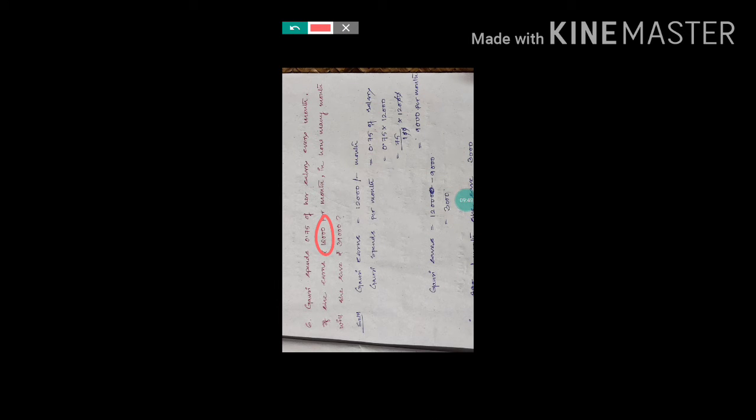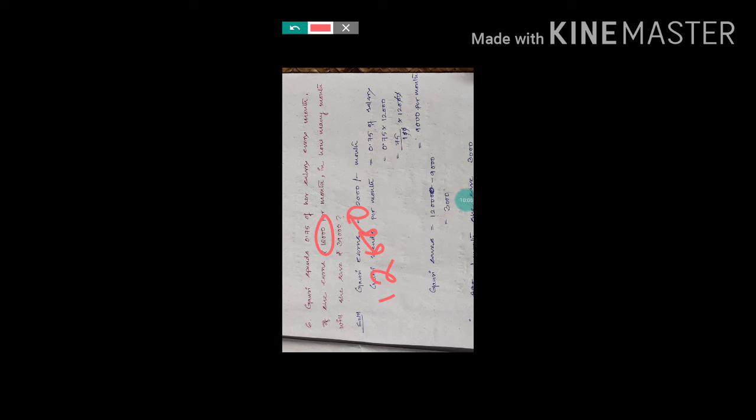Now see question number 6. Gauri spends 0.75 of her salary every month. If she earns 12,000 per month, in how many months will she save 39,000? Gauri earns a salary in 1 month, and that is your 12,000. Out of this 12,000, she spends 0.75 of her salary.